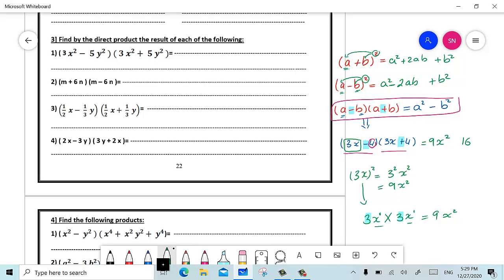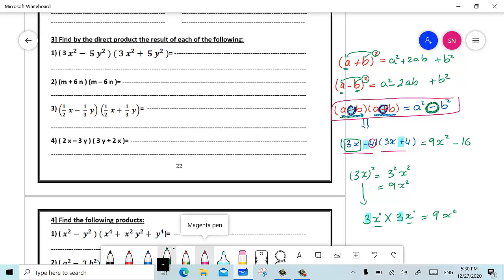And we said that I always have a negative sign between them when I have two binomials multiplied together. They are the same, but they differ in the sign between them. So here I'm going to have 9x squared minus 16. Let's go now and solve more examples in question number 3.